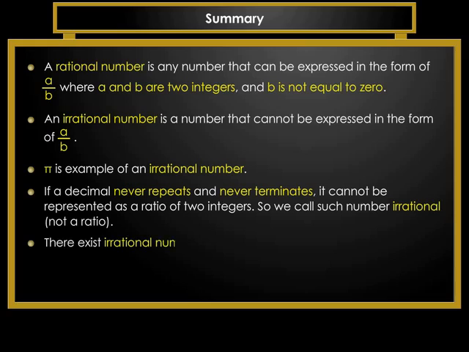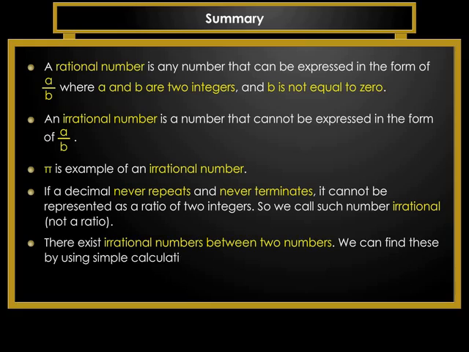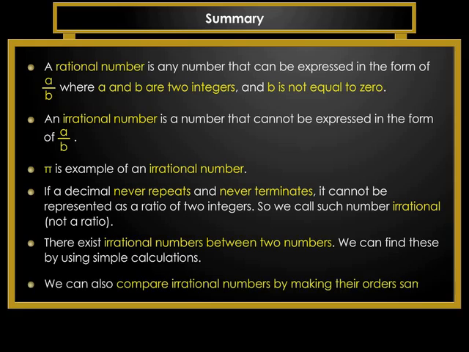There exist irrational numbers between two numbers. You can find these by using simple calculations. You can also compare irrational numbers by making their orders same.